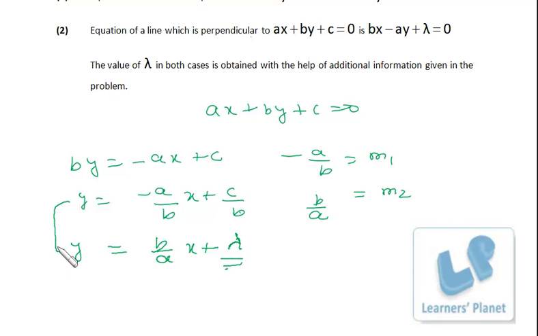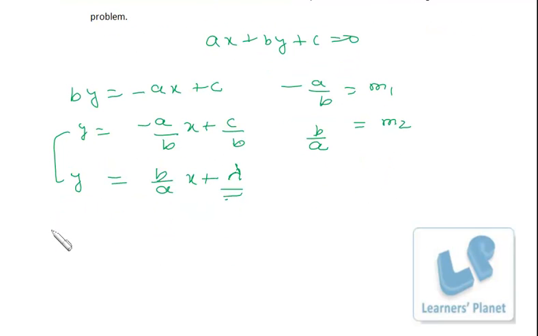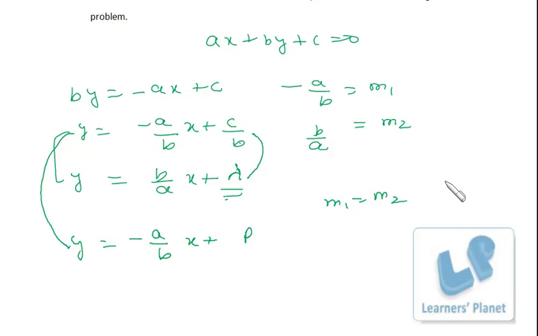Now if we have to find the line that is parallel to this line, in that case the slope will be the same. So y is equal to minus a by b x plus maybe any other variable, say p. So these two lines are parallel, since the slopes are the same. If slopes are the same, the lines are parallel. If the product of the slopes is minus 1, then the lines are perpendicular. Okay, pretty simple. We try to do some problems on the same concepts.